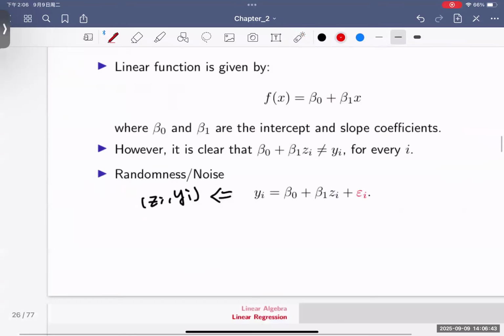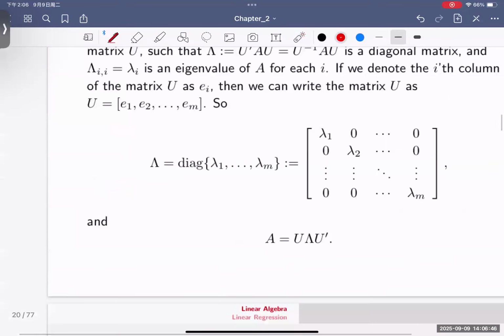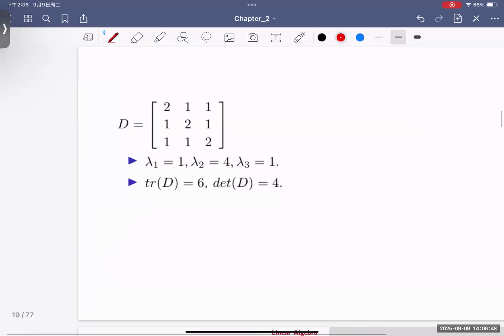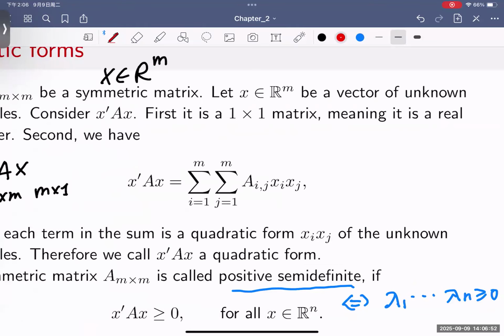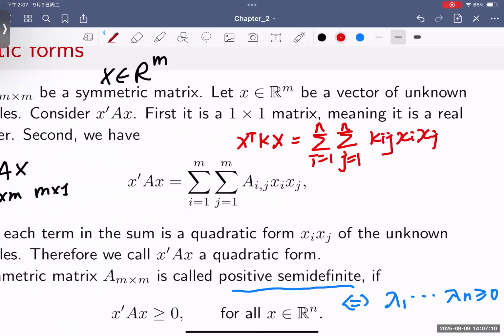Okay, this is our quadratic form. X transpose times K times X equals which value? It's the sum over i from 1 to n, and j from 1 to n, of kij times xi times xj. So we just copy this value.